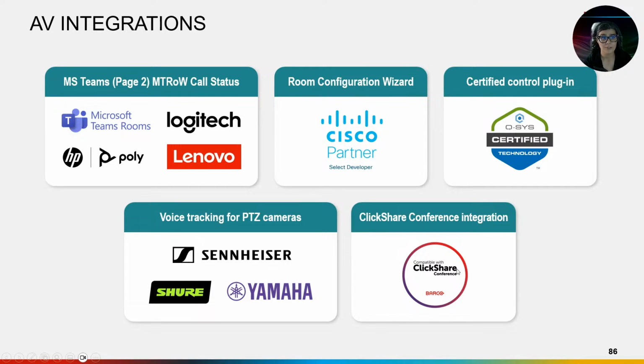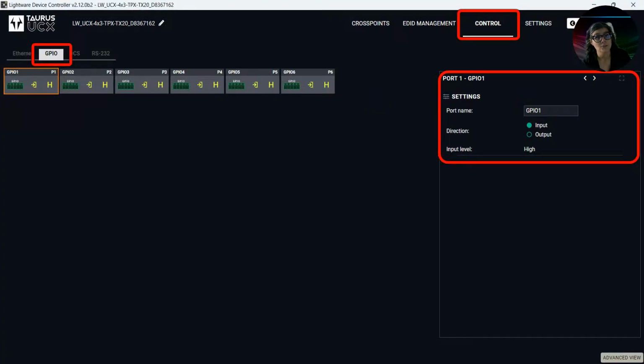We also have some integrations with Barco ClickShare. We are a certified control plugin for QSys. We are a Cisco partner, so if you have any type of Cisco codecs, we're going to be able to set up all sorts of room controls and automations for you, as well as some different integrations with Microsoft Teams Rooms, Poly, HP, Logitech, and Lenovo. And right off the bat, without even getting into LARA and actually having to create any automations, I wanted to show you what you can do just using LDC.